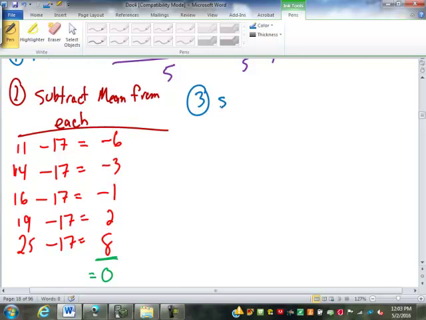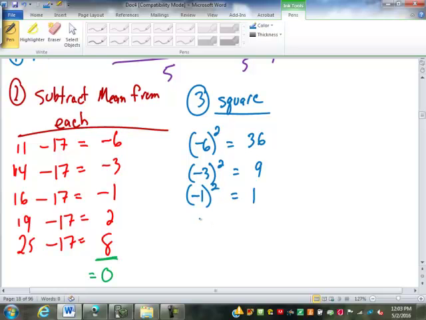Step 3 is to square each of these. So negative 6 squared. Make sure you put it in parentheses, because if you don't, your calculator is going to try to tell you it's a negative 36. But remember, anytime you square a number, it has to be positive. So that is a positive 36. Negative 3 squared is a positive 9. Negative 1 squared is a positive 1. 2 squared is 4. And 8 squared is 64.